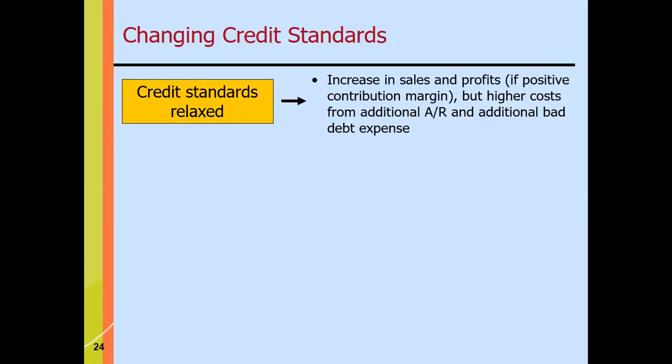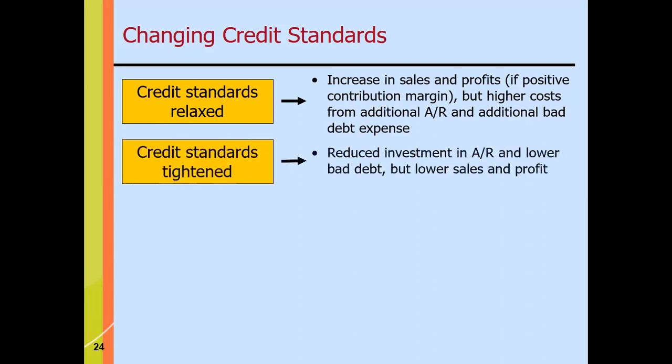Is that okay? Yes. We relax normally if we want higher sales, we want higher profits, if there is a positive contribution margin. However, we have to take note that the more sales there are, the more accounts receivable, the more costs of keeping such, the more costs perhaps on collection, and additional chances for bad debt expense, and additional chances later on for accounts to be written off because they can no longer be collected.